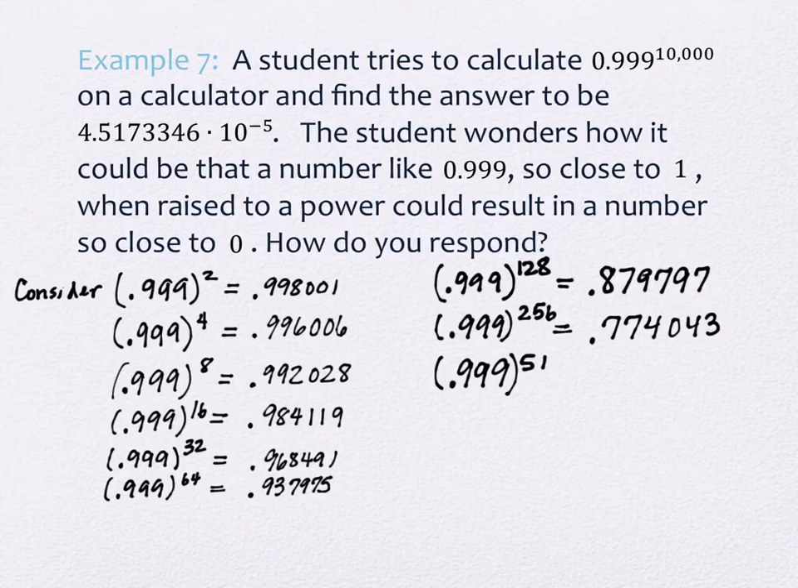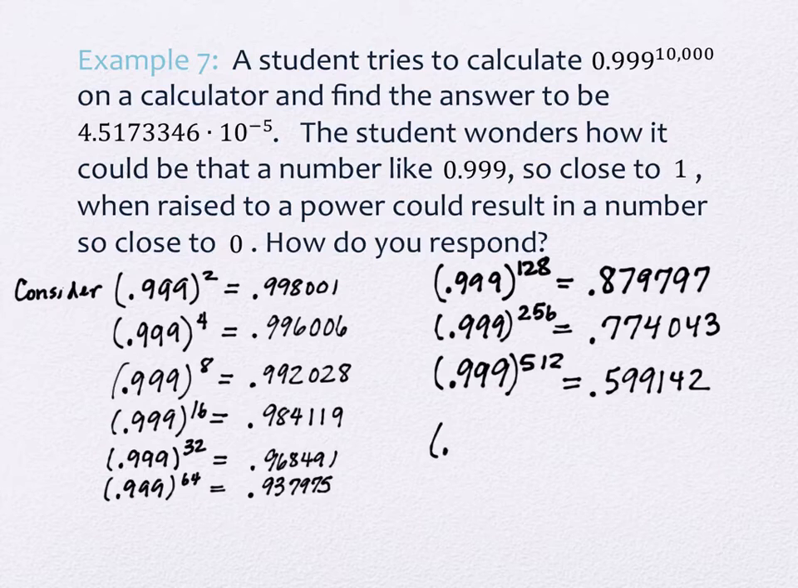256 doubled is 512. We're almost stopping. We're going to do one more after this step, okay? What do we get if I raise it to the power of 512? What do you have, Monica? 0.599142. Ooh, we're kind of far away now, aren't we? We've kind of halved our value. It was close to 1, and now we're getting close to half.